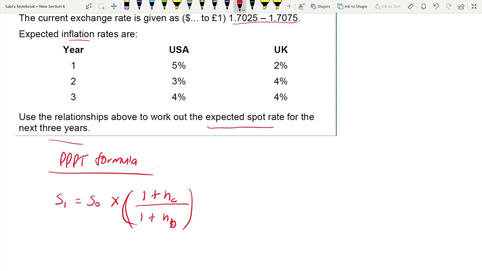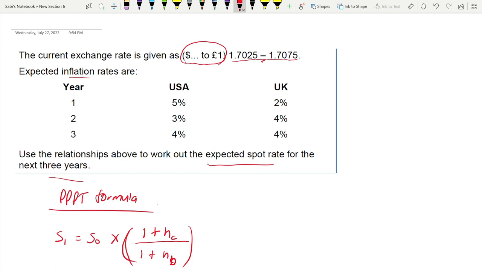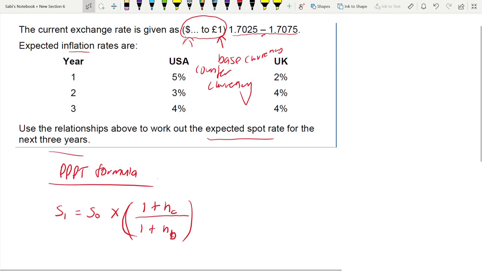Okay, so tell me, if I ask you, sometimes you might have to use the midpoint of this too, right? They might tell you to use the midpoint. See, this is how you decide. See the notation. Dollar to 1 pound. So this 1 pound, whatever is this, it is priced in terms of pounds. This is known as base currency. Pound is base currency. This is how you decide always. Whatever is on the right hand side, that currency is the base currency, and this dollar is the counter currency. Always. It's fixed. So US inflation will come on the top, UK inflation will go down.